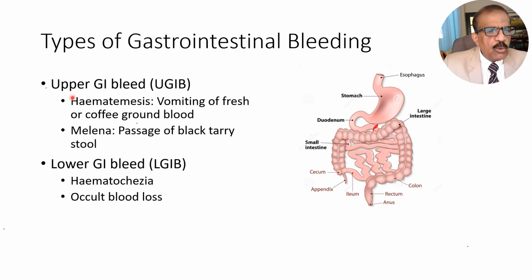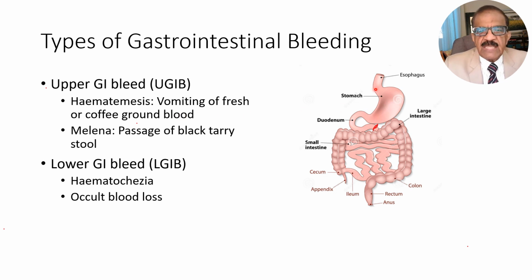Now, there are two types of upper gastrointestinal bleeding. One is hematemesis, that means vomiting of fresh blood or vomiting of coffee ground blood. Why does it become coffee ground? Because once blood stays in the stomach for some time, in the presence of stomach acid, gastric acid, it turns a brownish color. Okay, so that is coffee ground.